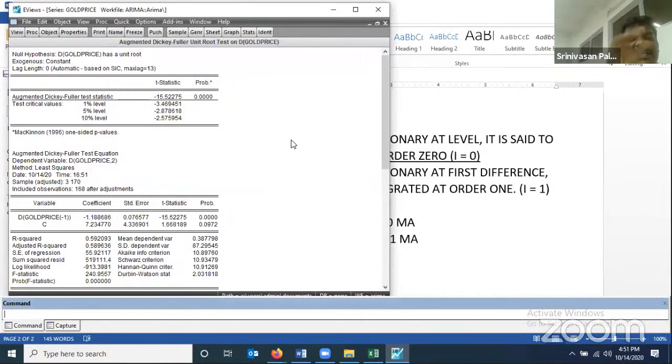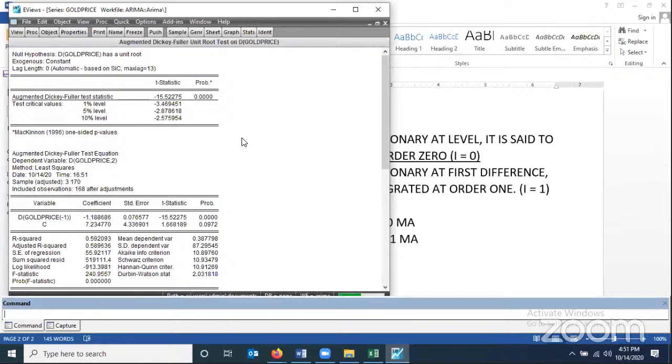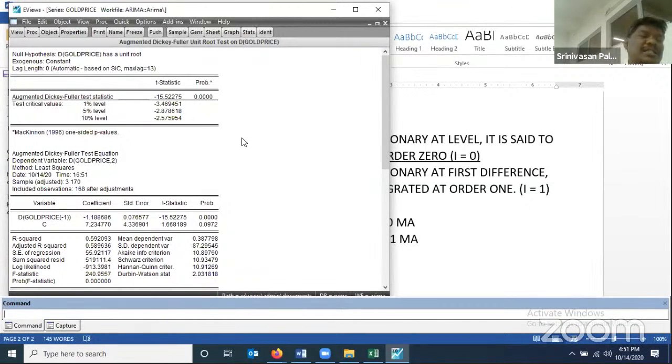Now tell me the result. Is it stationary or not? Stationary, because the probability value is highly significant. No, the probability value is less than 0.05. So it is 0.00. Very good. So now, can you tell me the order of I? Is it 0 or 1? One, sir. One, because I have used the first difference. So the order of integration is 1. That's it. So now I have identified my 1.